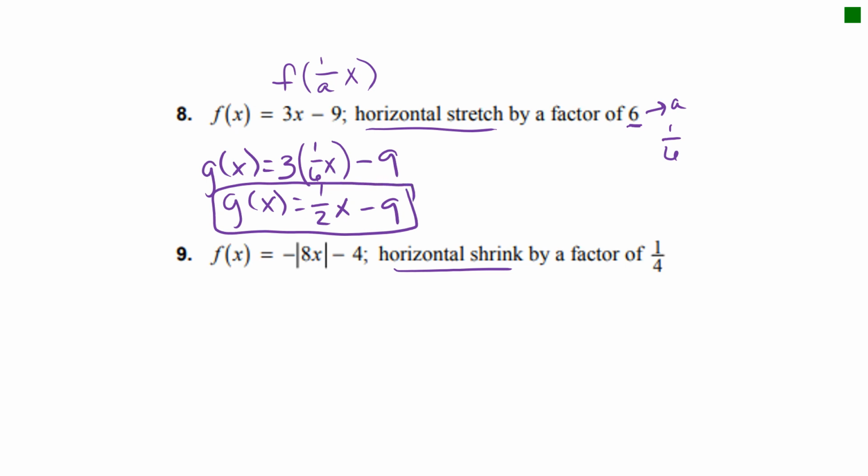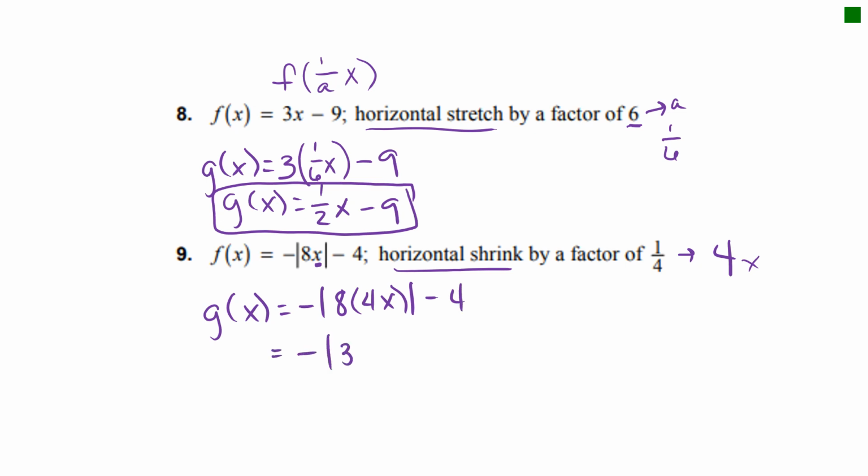Okay, and then the last one, the horizontal shrink, same thing. A is going to have to be the flip of this, which is 4. So we're going to use the original function. Everything else is the same, but when I get to this x, I'm going to have to plug in 4x. So that's going to be absolute value of 32x minus 4, and that is going to be my new function.